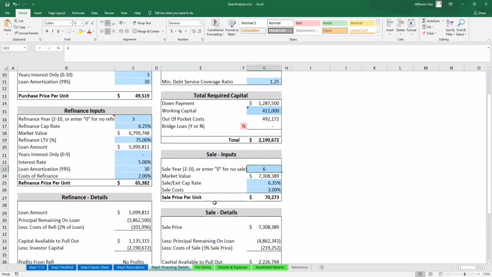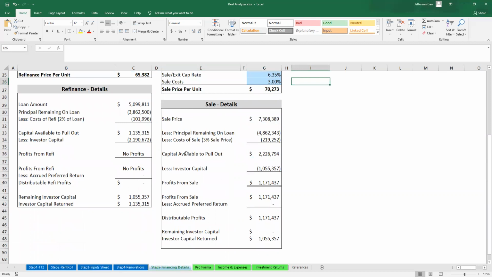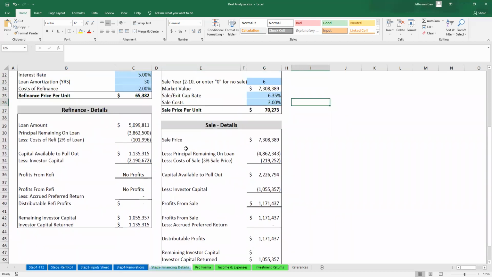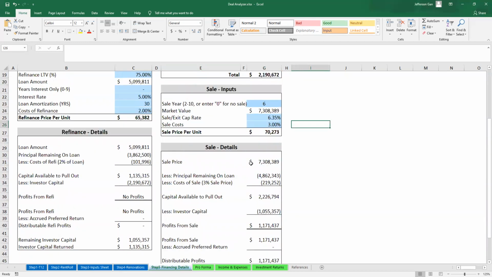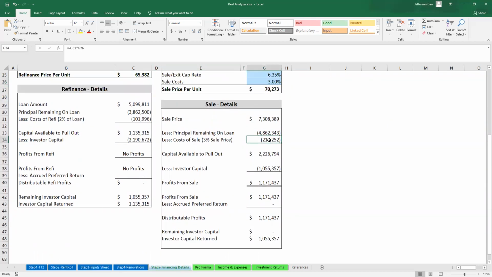It depends. There's a step-down versus a yield maintenance penalty. I will not discuss those in detail in this series. So that's how it looks. Then this will be the summary on the sale side: given the 3% cost on sale and this sale price, what's the principal remaining on the loan. This will be the summary page of that.